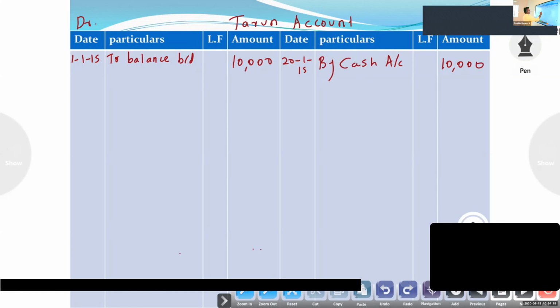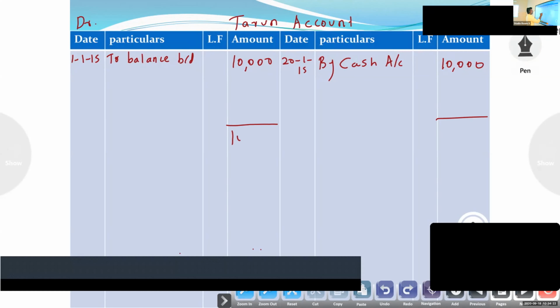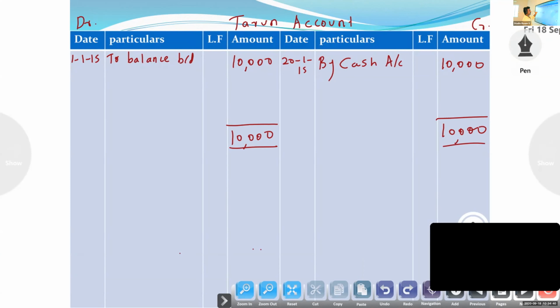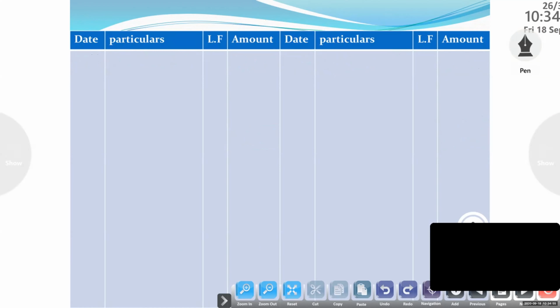Next, no other transaction, so we will balance. Both sides are equal, 10,000. So whenever we are preparing any account, you only look at that account: debit or credit? If it is debit, on the debit side you write the opposite aspect. If it is credit, on the credit side you write the opposite aspect. Next account after Tarun: Rohan account.